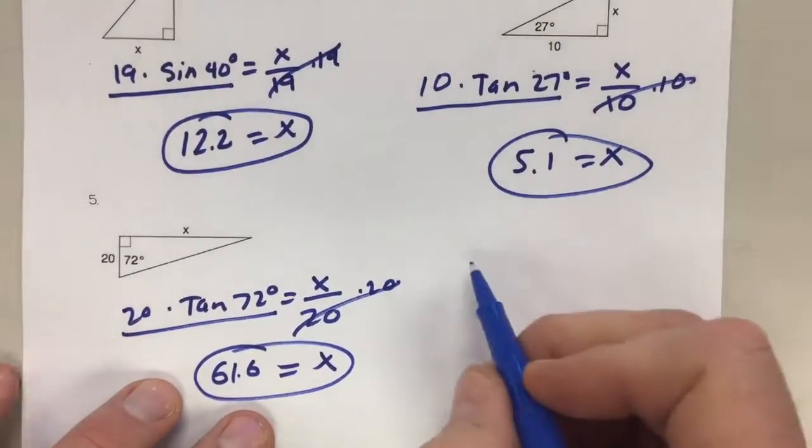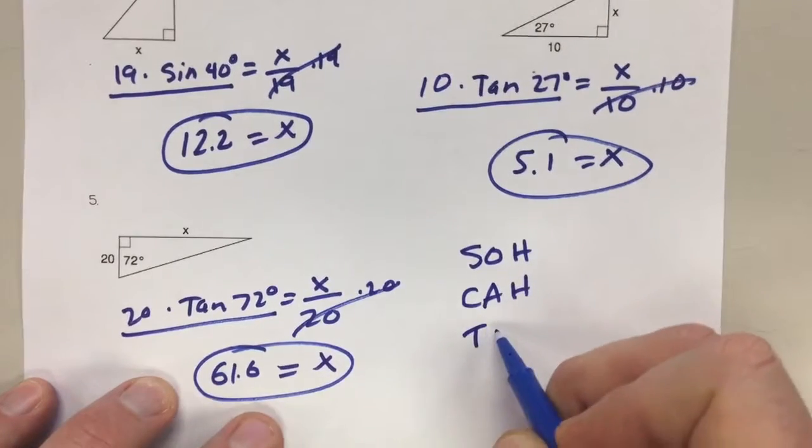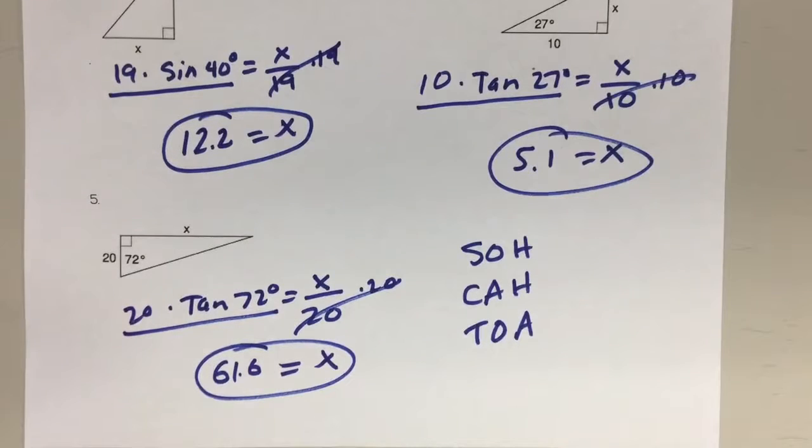So one of the keys here is that you have to remember and be able to identify sine, cosine, and tangent using the different sides of the triangle that are given.